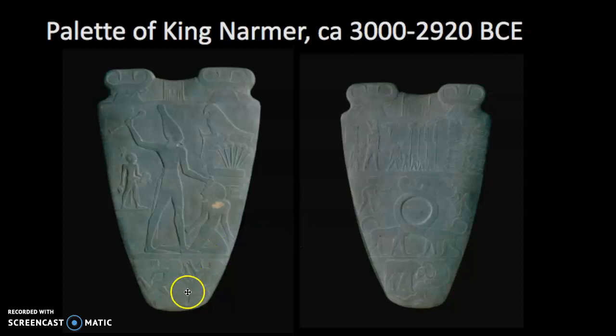At the bottom here, we see two defeated foes lying dead. We also have the same scene being played out here with a larger figure, this hierarchical scale of the larger figure holding this other figure captive. Remember, the use of hierarchical scale is to signify importance.